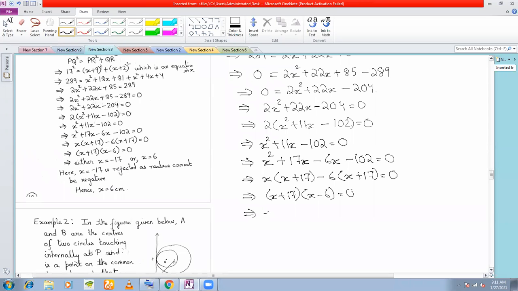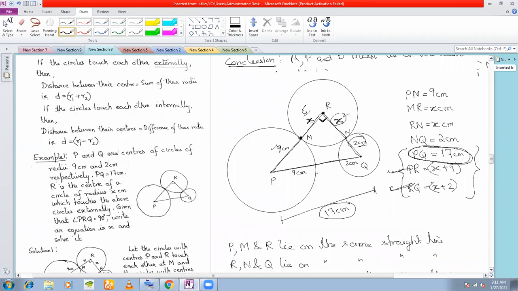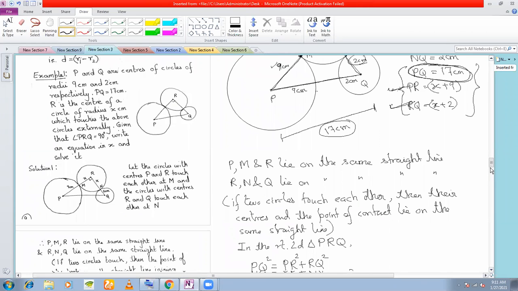That means either x is equal to minus 17, which is not possible because length cannot be negative, or x is equal to 6 centimeters. So the answer here is the length of the radius of the circle with center R here. This is 6 centimeters. This is what we have found. Okay. Move on to the next problem.